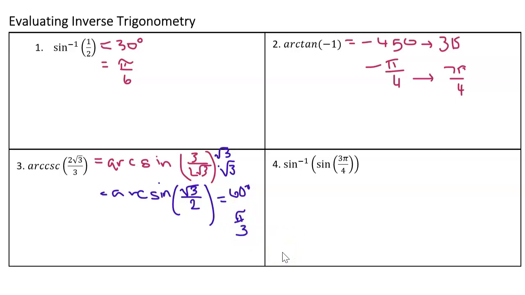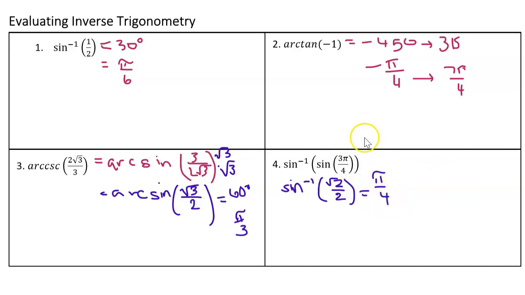Last question is a nested function. Just like with PEMDAS, you want to do your inner parentheses first, then your outer parentheses. Write it as inverse sine. Sine of 3 pi fourths is in quadrant 2, and that value is positive rad 2 over 2. And then the inverse sine of rad 2 over 2 now has to be in quadrant 1, because inverse functions are only defined in quad 1 and quad 4. We're going to get pi fourths.